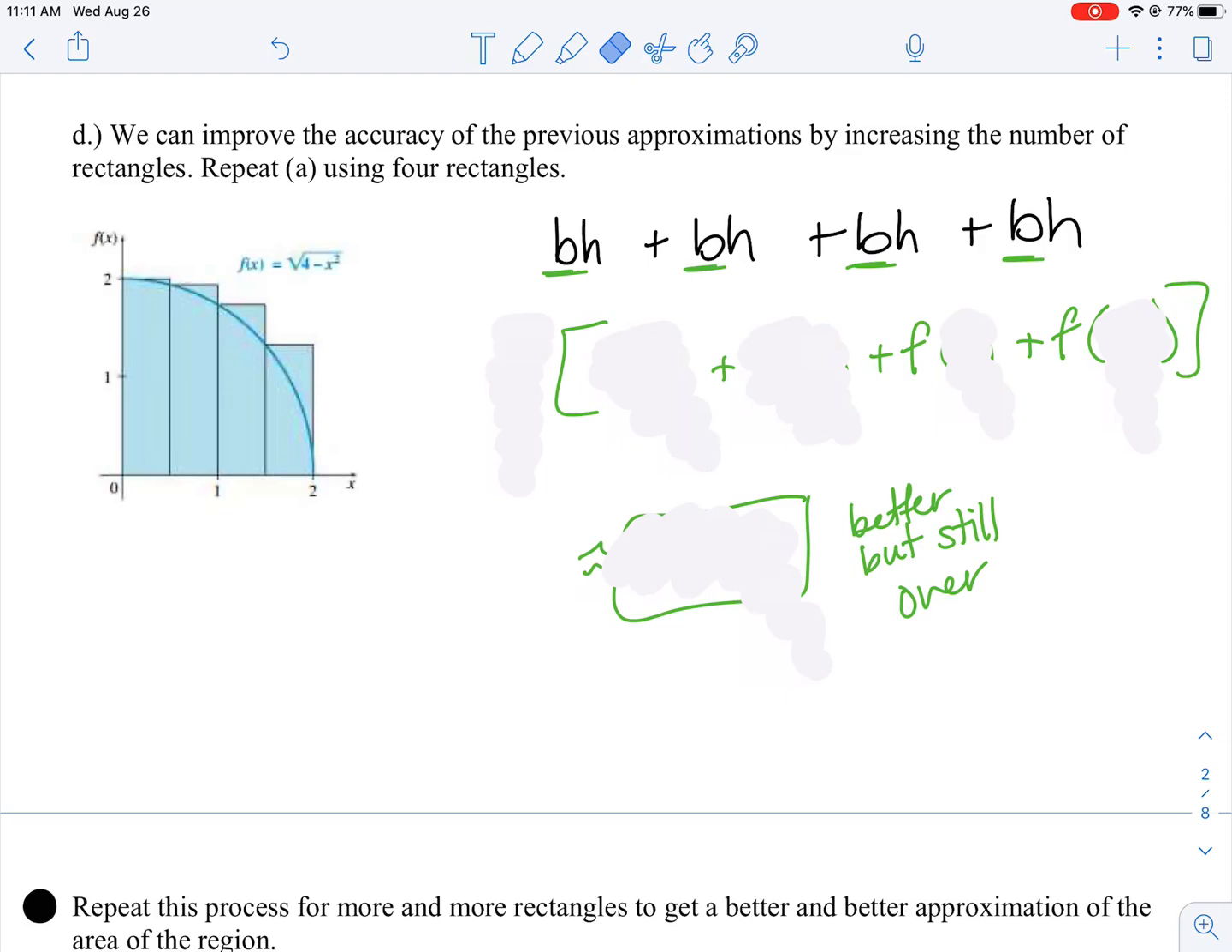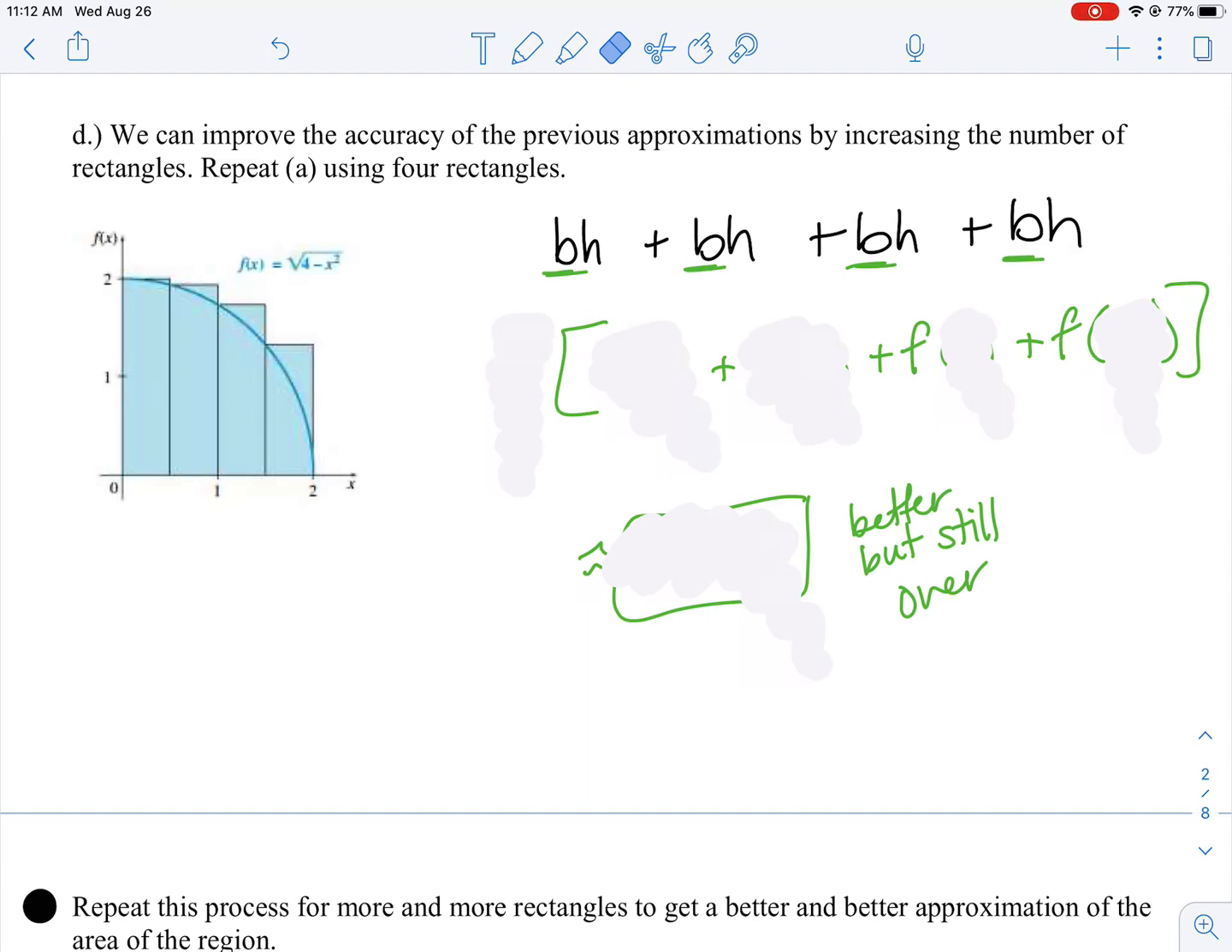Well, I could use 8, I could use 16, I could use smaller and smaller and smaller rectangles until eventually all of the little spaces underneath here are accounted for, and I'm finding the exact area underneath the curve. But we can't possibly do an infinite number of rectangles. We'd be sitting here all day doing base times height plus base times height plus base times height. We can't possibly do that for an infinite number of rectangles. So we'll talk about in the next video how we can do it if we want to find the exact.